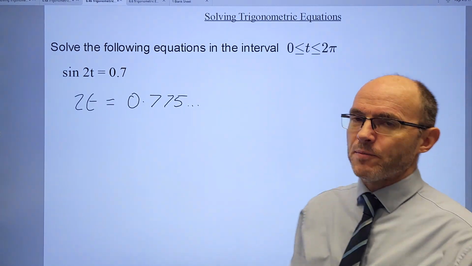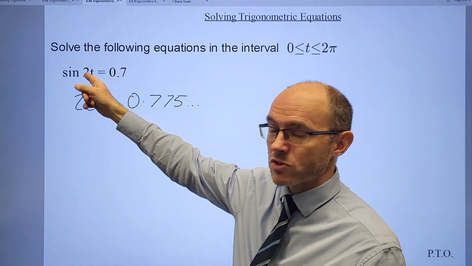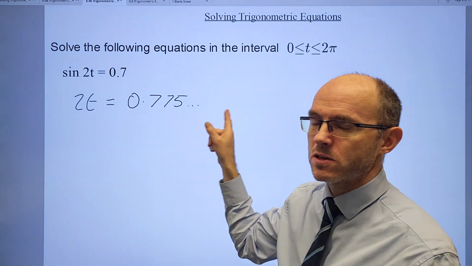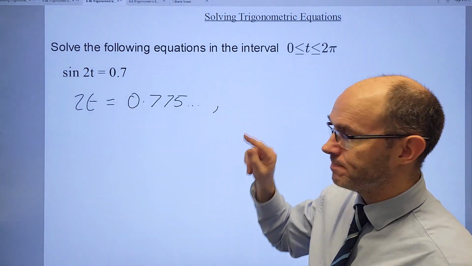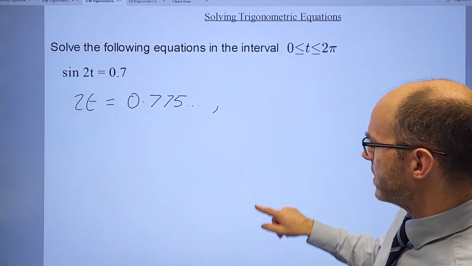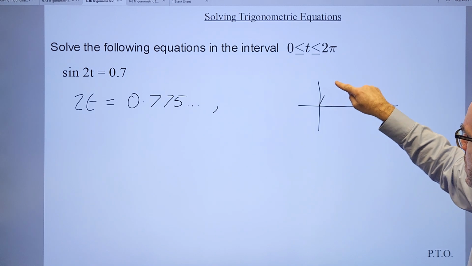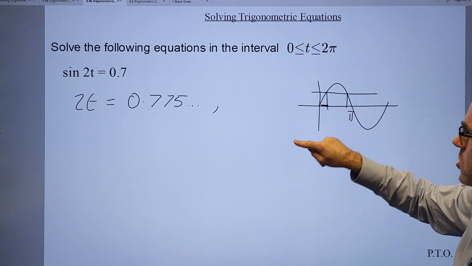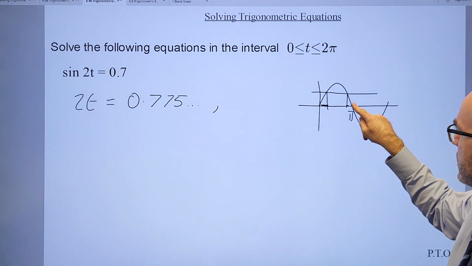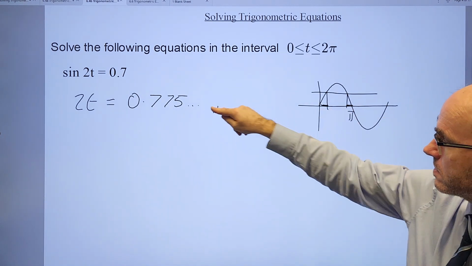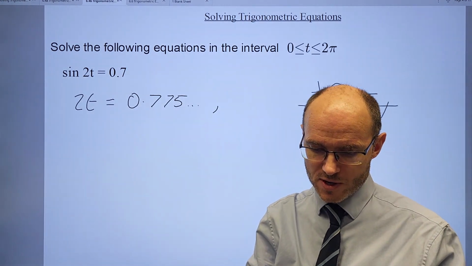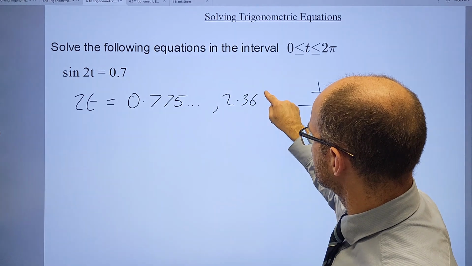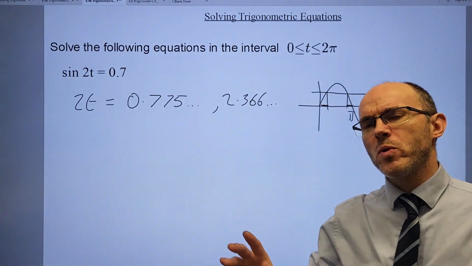Now, my recommendation is with these, when it's not just t, when it's 2t or 3t or 5x or whatever, you work out as many solutions as possible. Remember how to find the next one? You subtract from pi radians. So here's a reminder, sine graph, use the symmetry. This bit here is the 0.775 we just worked out. This bit here will be the same gap, so pi subtract that, and the answer is 2.366 something.